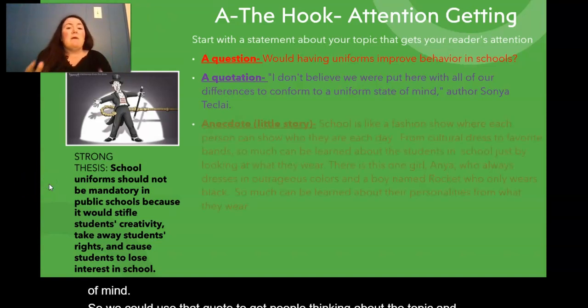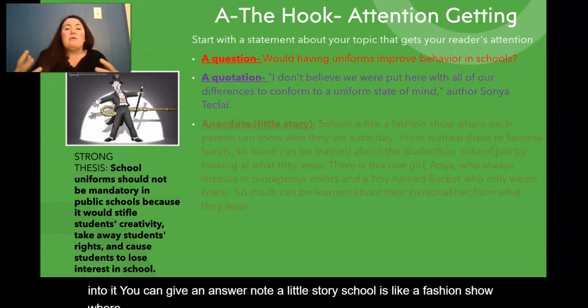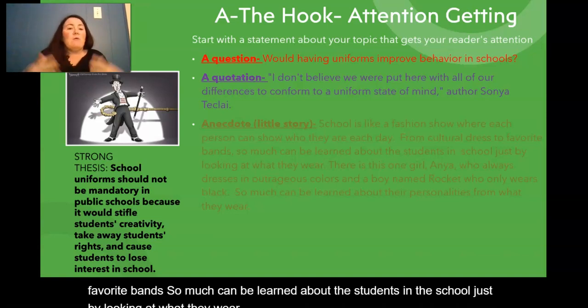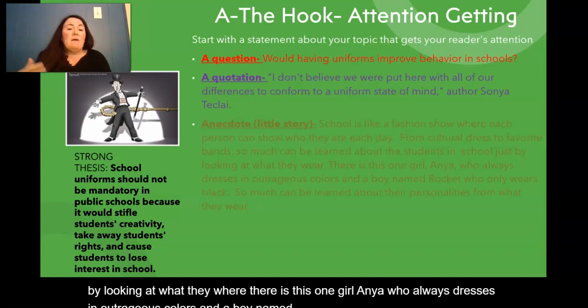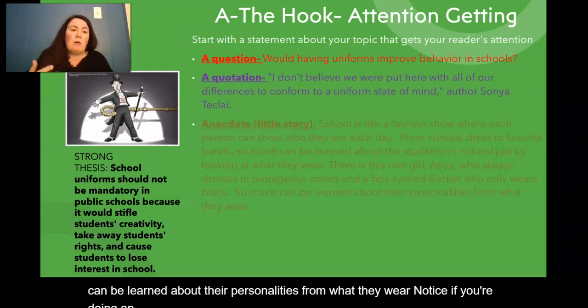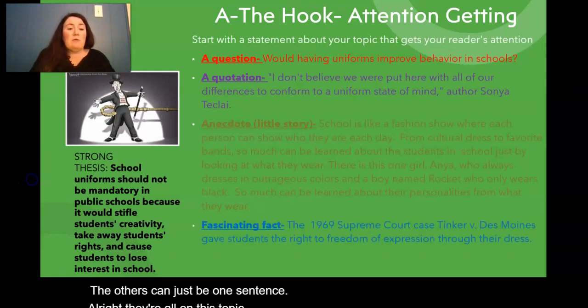You can give an anecdote, a little story. School is like a fashion show where each person can show who they are each day, from cultural dress to favorite bands. So much can be learned about the students in a school just by looking at what they wear. There's this one girl, Anya, who always dresses in outrageous colors, and a boy named Rocket who only wears black. So much can be learned about their personalities from what they wear. Notice if you're doing an anecdote, it's a little bit longer. The others can just be one sentence. All right, but they're all on this topic and they're all getting your attention.